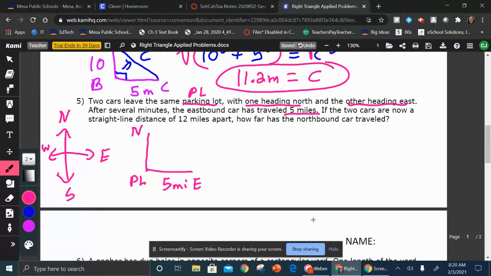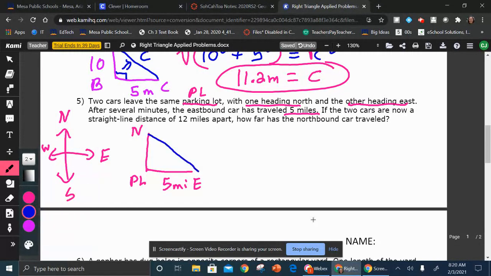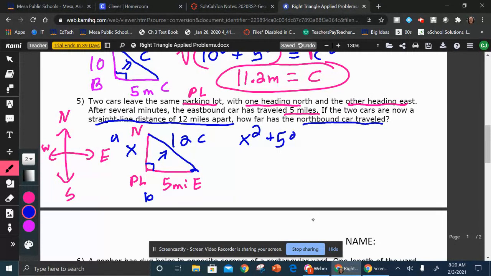And they want to know, if the cars are now at a straight line distance of 12 miles apart, so the north and east cars are 12 miles apart, how far did the northbound car travel? So we're solving for one of the sides. Remember, we need to identify C. Then we have B and A. So we're going to be solving for A. So we're going to have x squared plus 5 squared is equal to 12 squared.